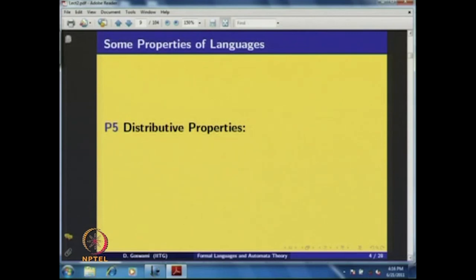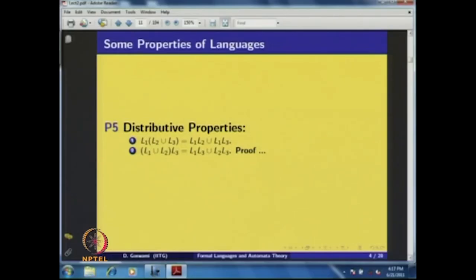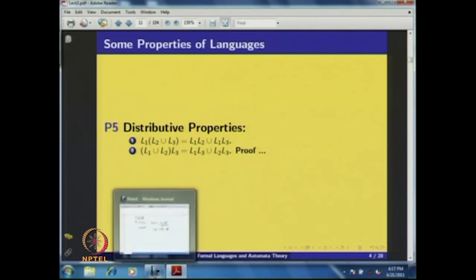Let us see some distributive properties. For example, we can show that L1 concatenation with (L2 union L3) is equal to L1 L2 union L1 L3. That means, concatenation distributes over union. Similarly, (L1 union L2) concatenation L3 is equal to L1 L3 union L2 L3. Let us give a proof of the second one. Proof of the first one is exactly similar to the second one.